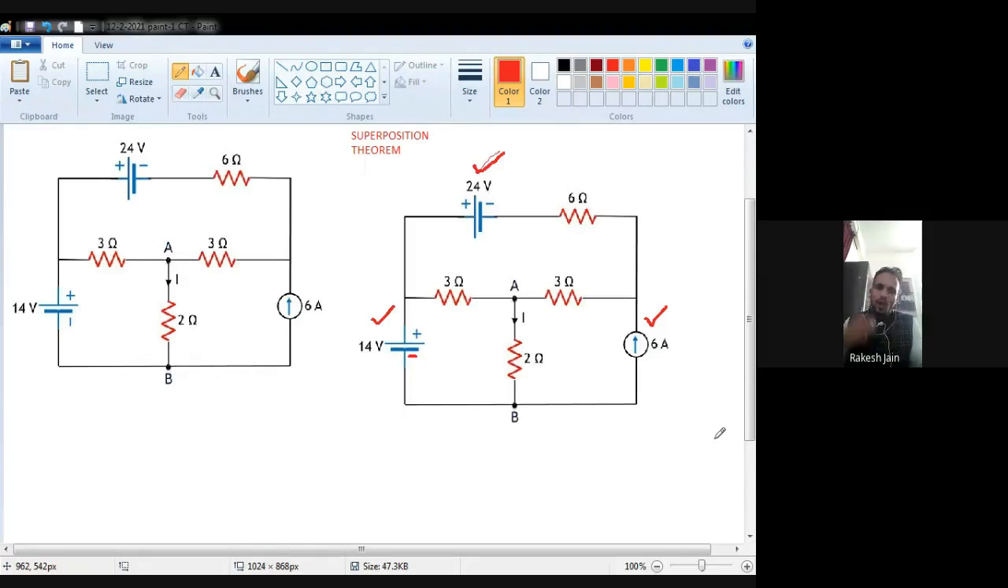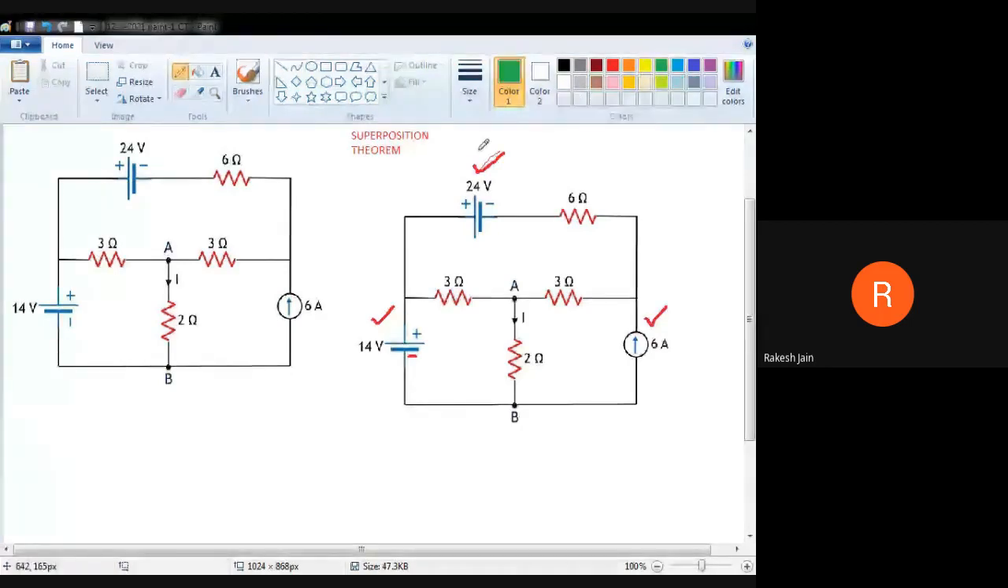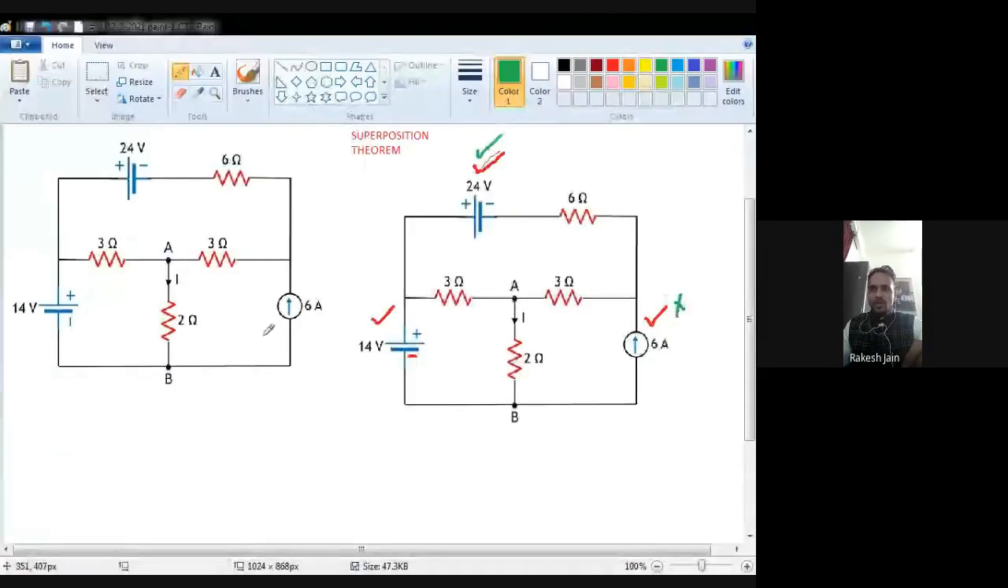How many sources are there? There are 3 sources. It means 3 steps should be there. In one step, consider one source and find out the answer. In the second step, consider the second source and find out the answer. And in the third step, consider the third source and find out the answer. After this, in the final step, the sum of all those step answers will be your final answer.